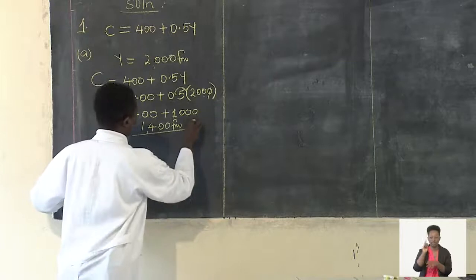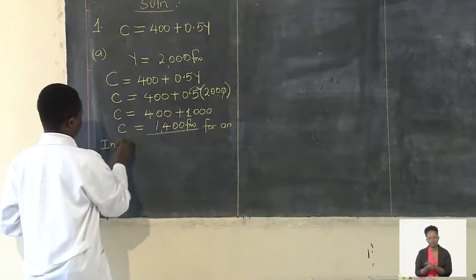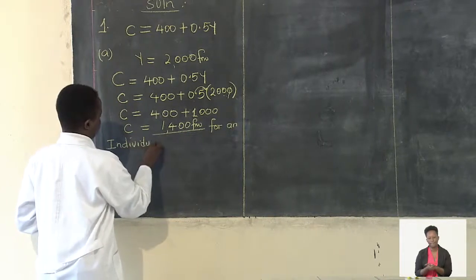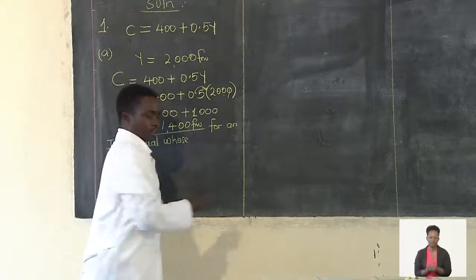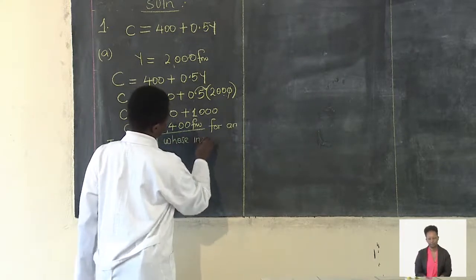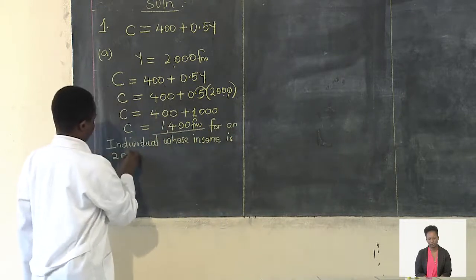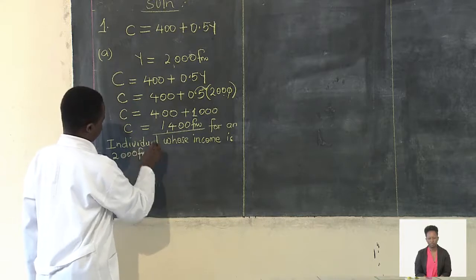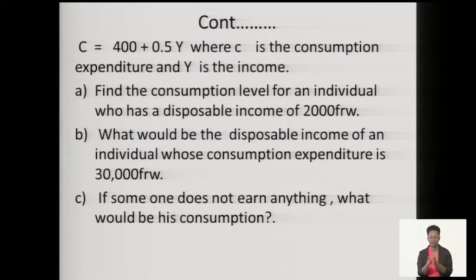So this will be the consumption expenditure for an individual whose disposable income is 2,000 Rwandan francs. So that is part A. So what is part B of the question? Part B, what would be the disposable income of an individual whose consumption expenditure is 30,000 Rwandan francs?